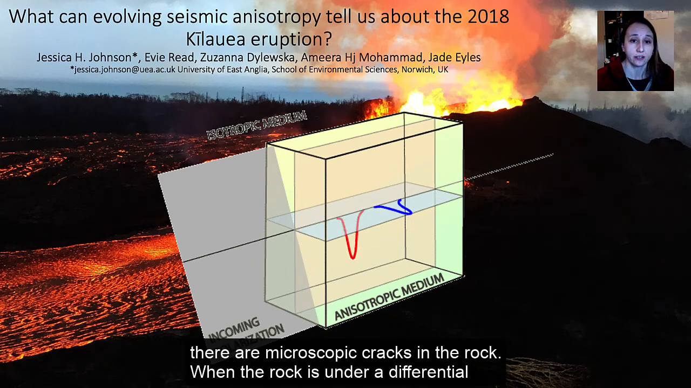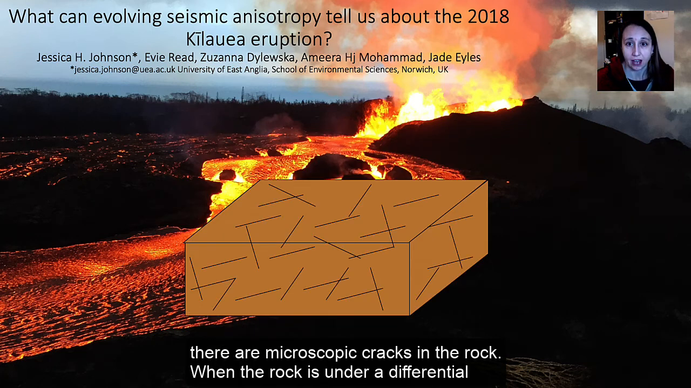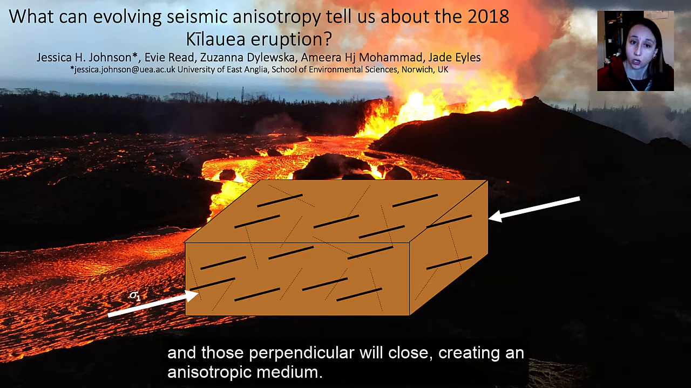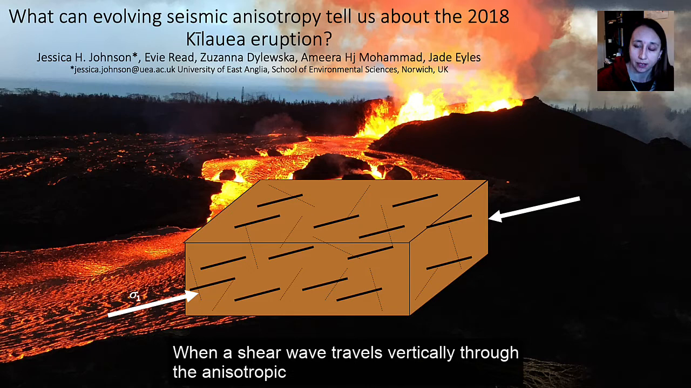In the Earth's crust, there are microscopic cracks in the rock, and when the rock is under a differential stress, the cracks parallel to the maximum compressive stress will open, and those perpendicular will close, creating an anisotropic medium.